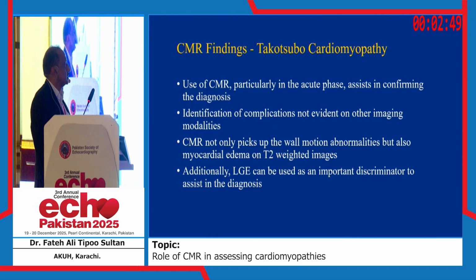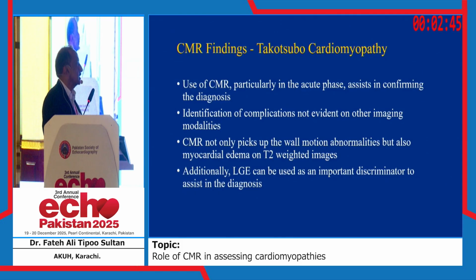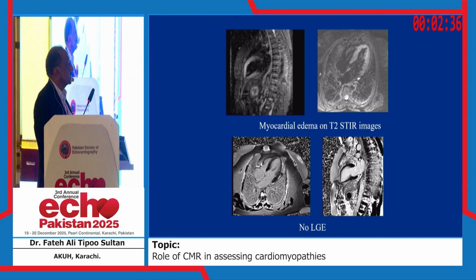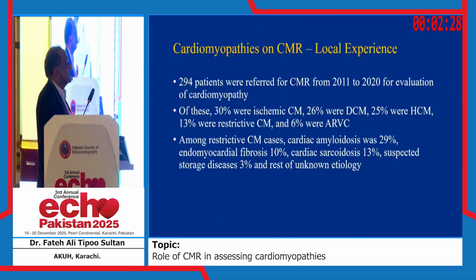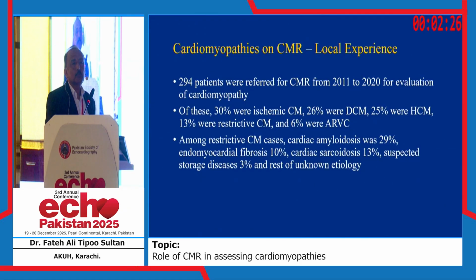The T2 value would again be diagnostic because it would show the myocardial edema, but there will be no late gadolinium enhancement because there is no MI there. So this is a typical patient with Takotsubo. There is myocardial edema because of bright signals on T2 weighted images, but there is no delayed enhancement there. So these are the different types of cardiomyopathies.